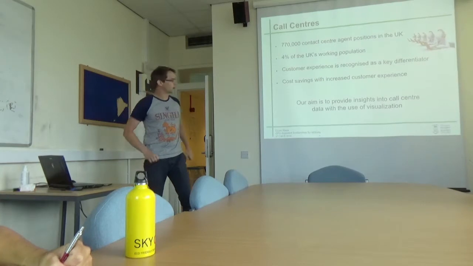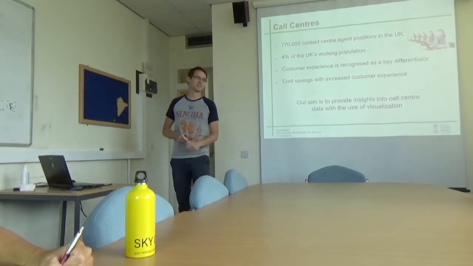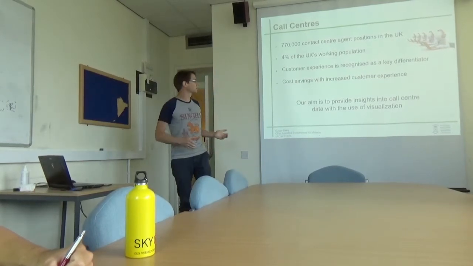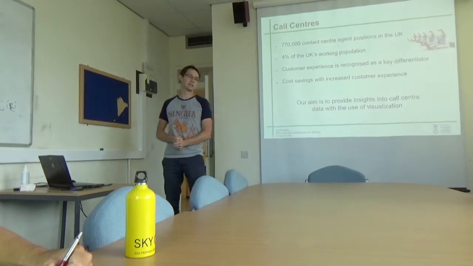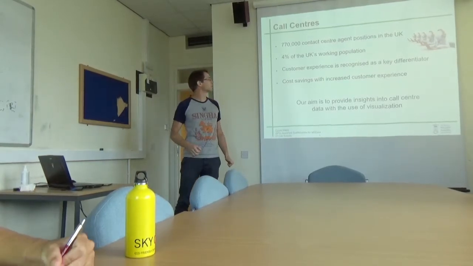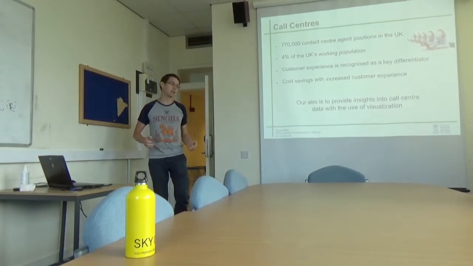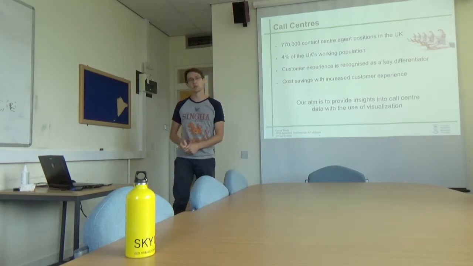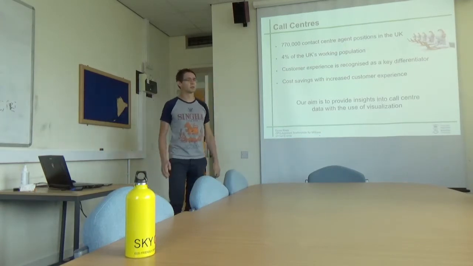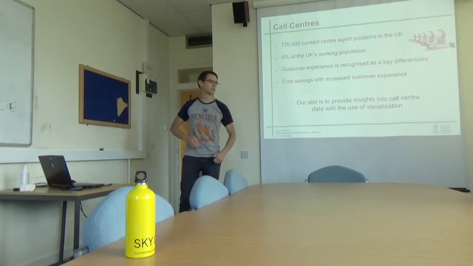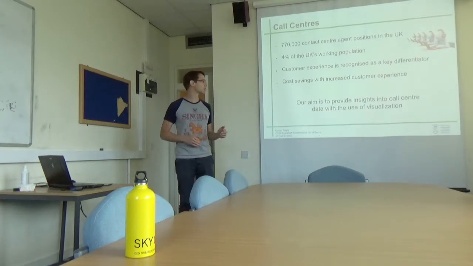I'm going to start with the motivation behind the project, and that's to visualize some call center data from our industrial partner. Call centers are an important part of the economy these days. There are 770,000 contact center positions in the UK alone, which is equivalent to 4% of the working population. It's fairly similar numbers across the world. In the US, it's also about 4% of the working population working in contact centers, which is equal to 2.5 million people there. And in some countries, it can be a lot higher percentage. So it's a really important part of the economy.